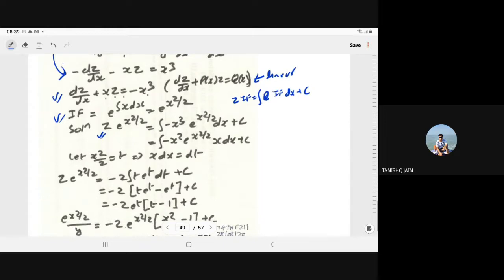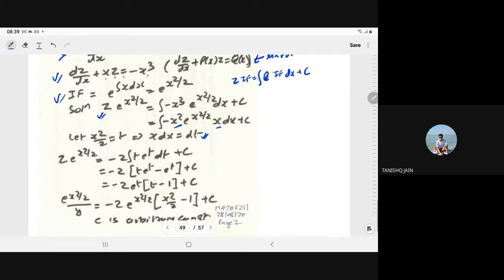Now x cube can be written as x square into x, so we have minus x square into x. When we assume x square by 2 as t, this will give x dx is equal to dt. So this integral reduces to minus 2 integral t e to the power t dt plus c, and its integration is t e to the power t minus e to the power t, or minus 2 e to the power t into (t minus 1) plus c.